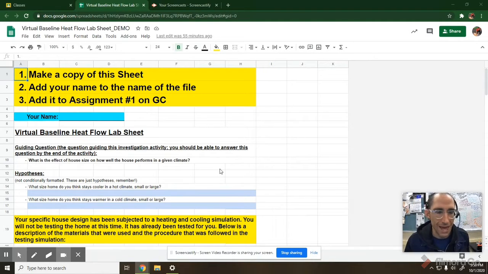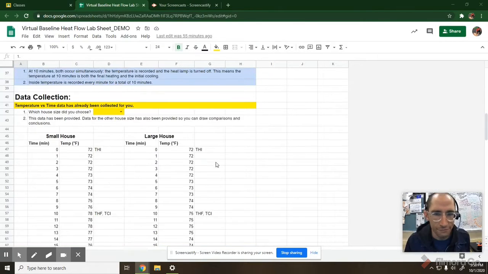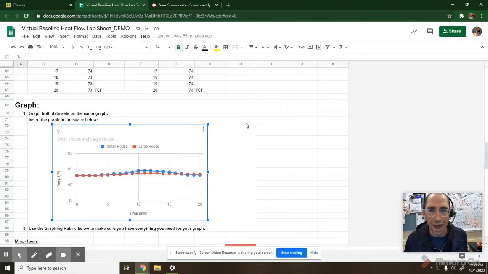Virtual baseline heat flow lab sheet demo. Graphing, you're not going to have to graph on the follow-up, but you're going to need to know what your graph should look like or how to set up a proper graph. You'll see. So here are my two data sets plotted on the same graph. It doesn't look too good. First of all, look how flat and sad those lines look.